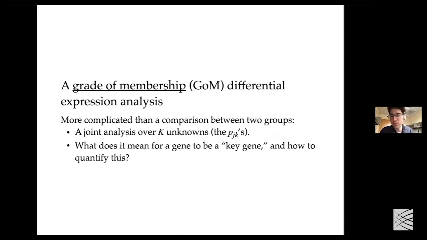So there are a couple difficulties that we run into when we try to do this. One is that rather than just estimating two parameters, we have k unknowns that we have to estimate, and those potentially can be correlated in complicated ways. So really, what we want to achieve is a joint analysis over all these unknowns. And then there's another question, which is how to formulate the kind of conventional notion of log fold change.